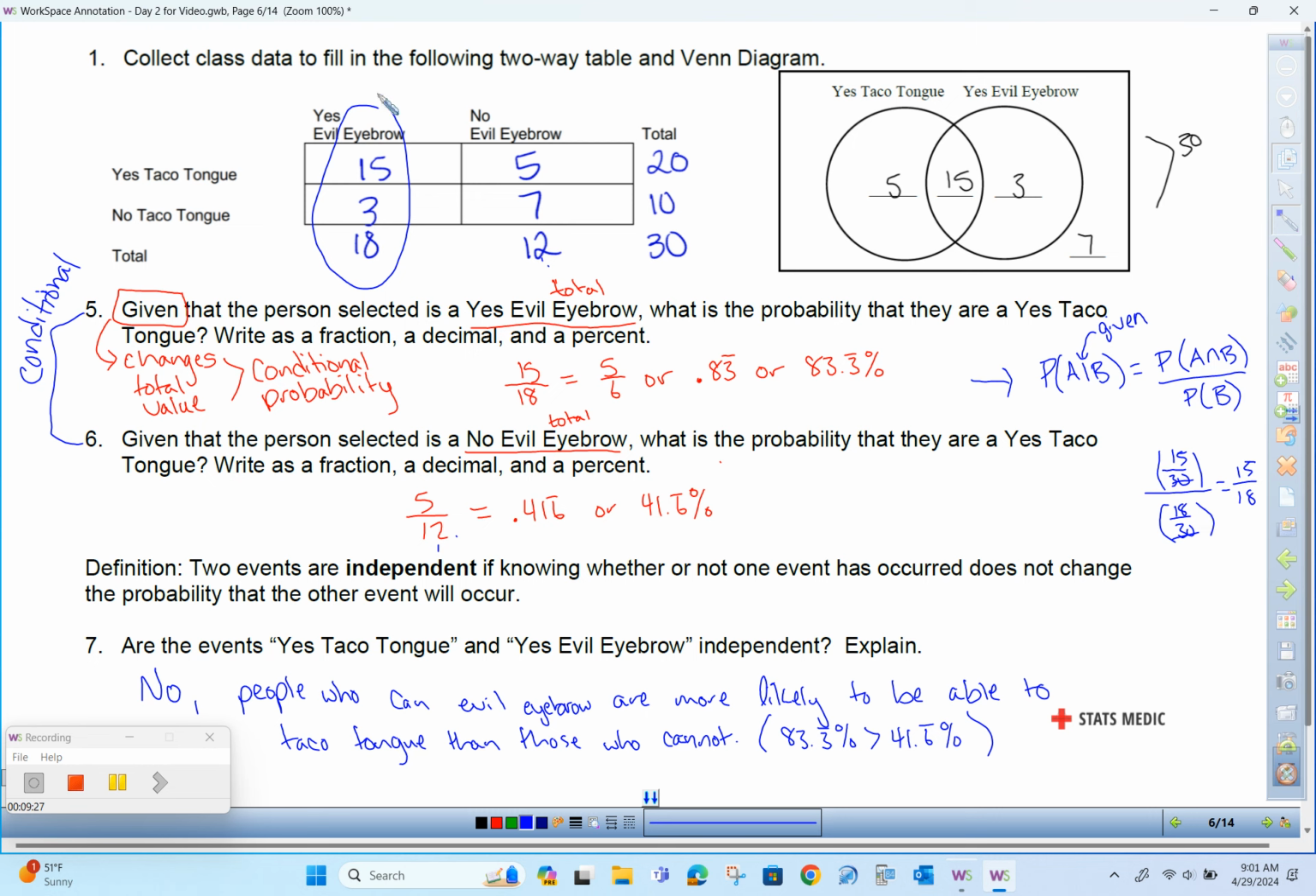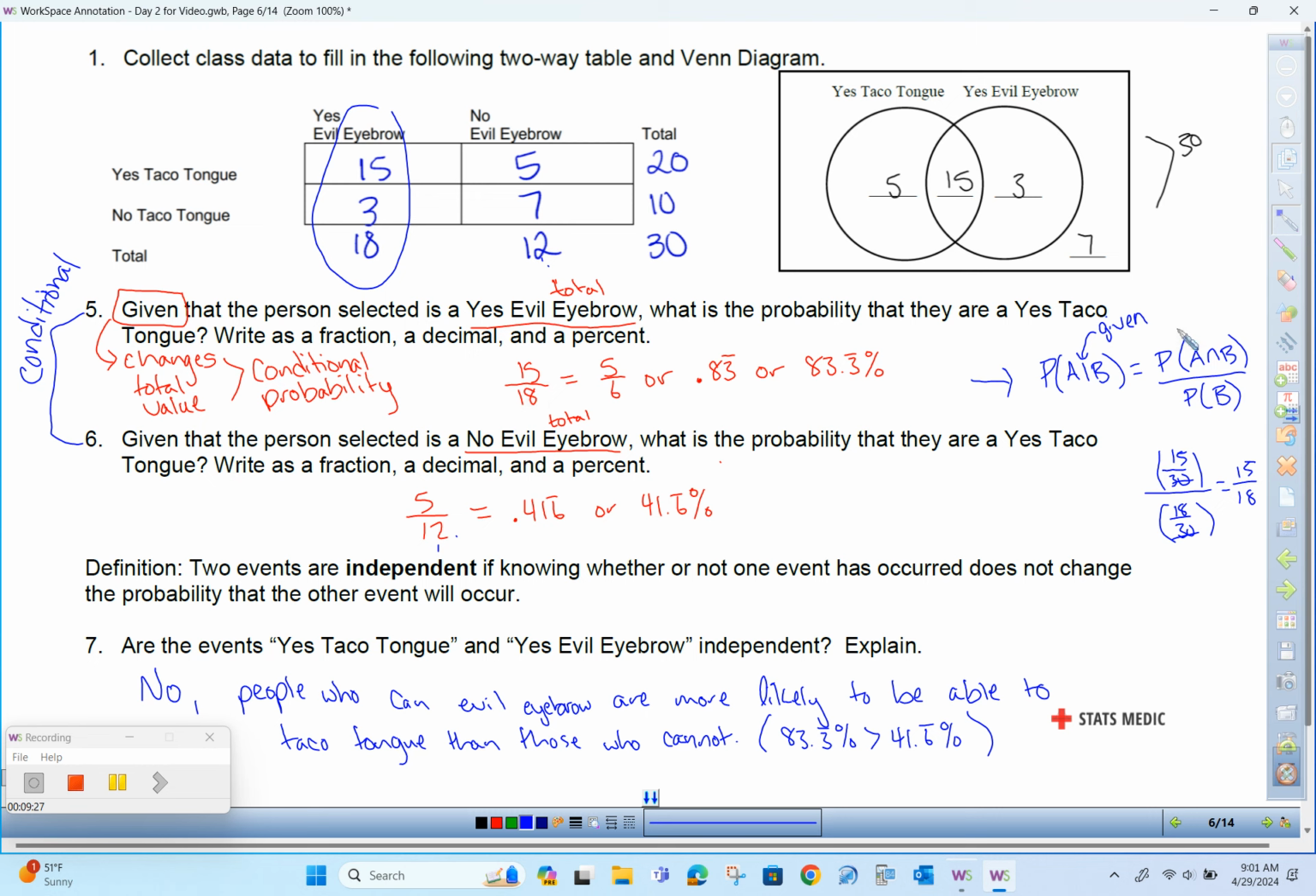Okay, then on top, I'm restricting it down to only talking about evil eyebrow. So on top, when I talk about the probability of A, I want to make sure I only am in that column, so that's the A and B both happening, the yes taco tongue and the yes evil eyebrow, the 15. So the probability of that was 15 out of 30. But when you have a fraction over a fraction, multiplying by the reciprocal cancels out those 30s, leaving you with the 15 over 18. And it was much easier with the two-way table to just look at that one column and calculate the probability from there.